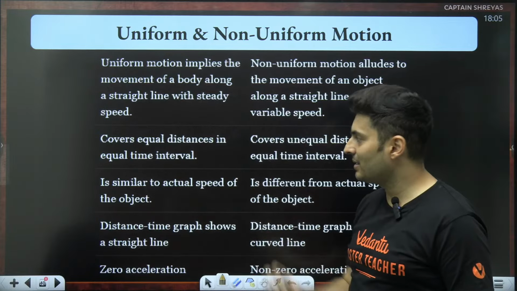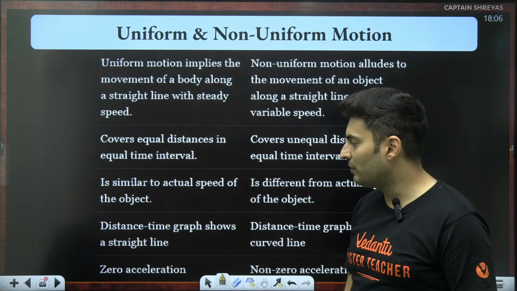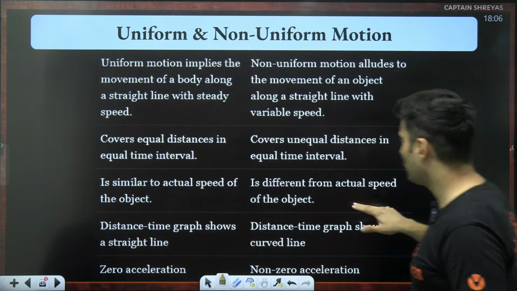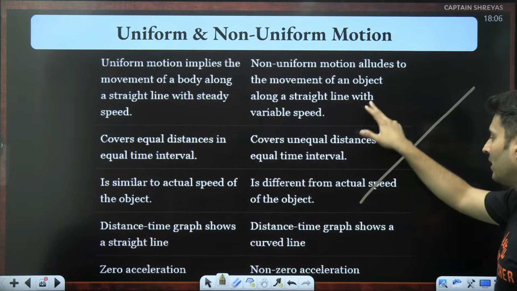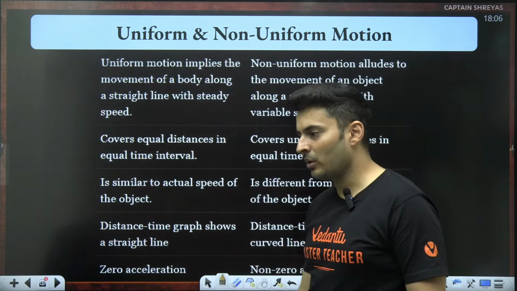It covers equal distances, similar to the actual speed of the object, and the distance-time graph is a straight line. Makes sense because you will be moving along a straight line. The graph will also be straight, and there is no acceleration, obviously.